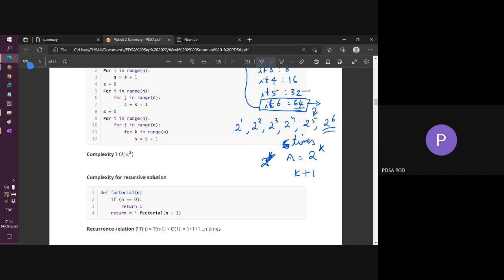Correct? So if n equal to 2, what is k? K equal to log n to the base 2. So you have log n to the base 2 plus 1. So it is O of log n to the base 2.